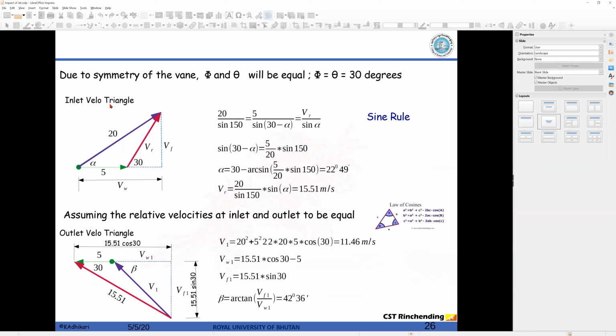From the inlet velocity triangle we can apply the sine rule and calculate Vr. At the outlet velocity triangle, apply the cosine rule and calculate angle beta. It's very straightforward. All the parameters are known, you just substitute the values and you get it.